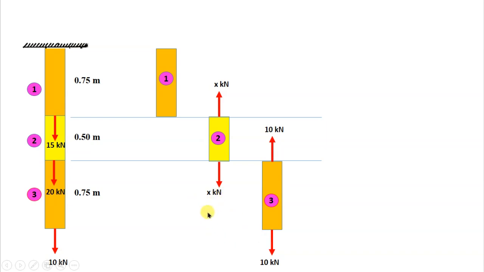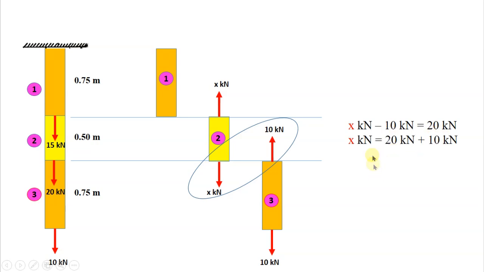How to find this particular load? Here, which is marked in the circle, x kN and 10 kN. We have to take the difference of this and equate it with this 20 kN load at the junction. So what happens? X kN minus 10 kN gives you 20 kN, which gives you x is equal to 20 kN plus 10 kN. That is 30 kN is your x force. So here the force is 30 kN, and to maintain the equilibrium condition, top also we are putting 30 kN. So this second section is over.